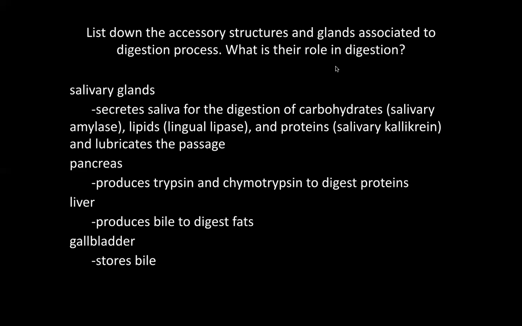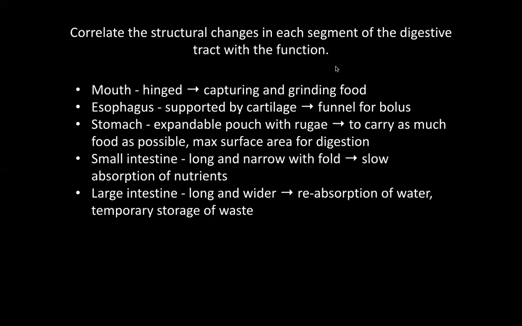The pancreas produces trypsin and chymotrypsin, the highly acidic compounds needed to digest proteins. But the pancreas is also responsible for producing insulin that regulates blood sugar levels. The liver in turn produces bile to help digest fats, and the gallbladder, which is associated with the liver, helps store bile. You were then asked to correlate the structural changes in each segment of the digestive tract with function.